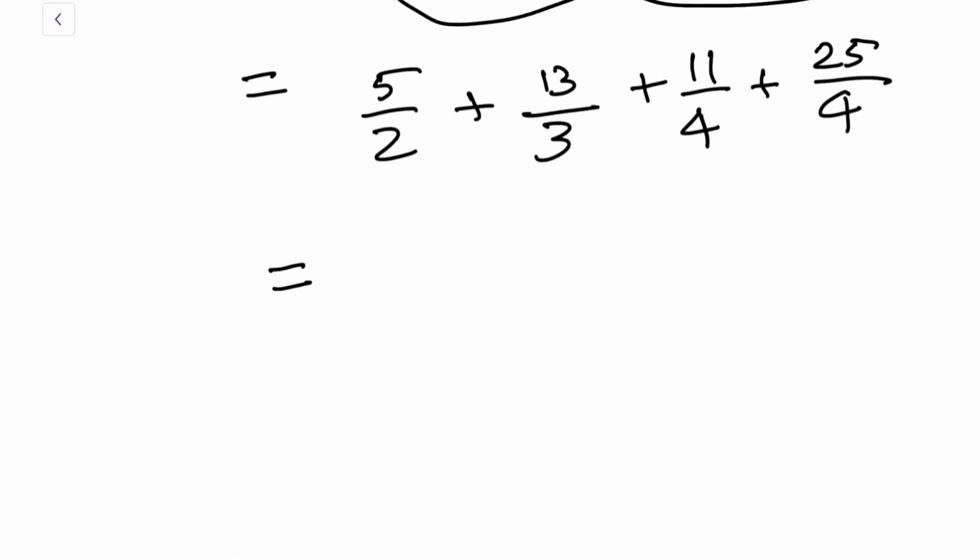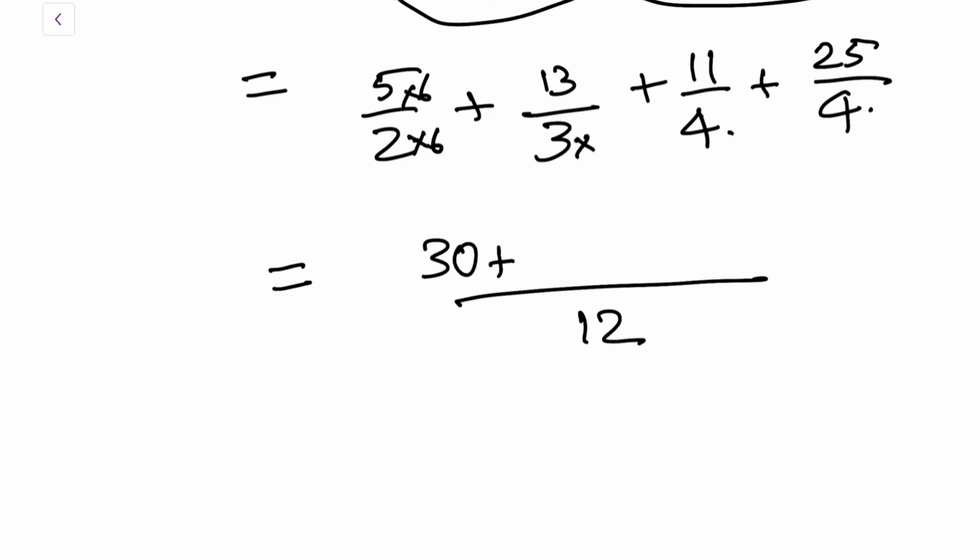Now we have changed them into improper fractions. Now you have to just take the LCM of the denominators. 2, 3, 4, 4. LCM is 12, and now multiply 2 into 6. So this becomes 5 into 6, that is 30, plus 3 into 4 is 12.